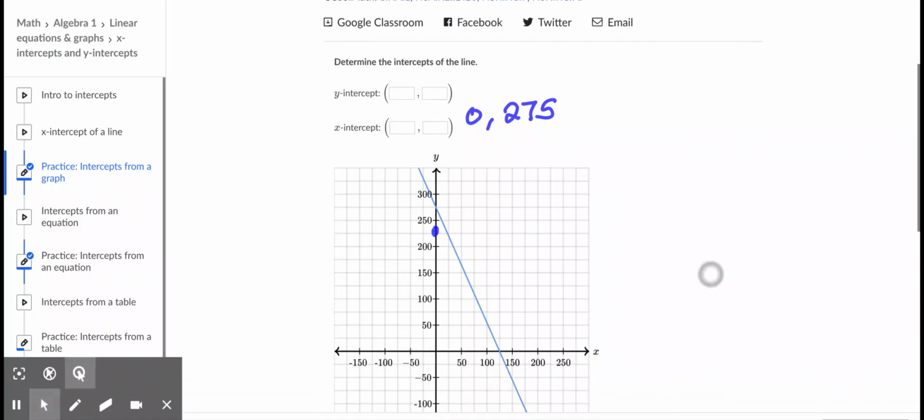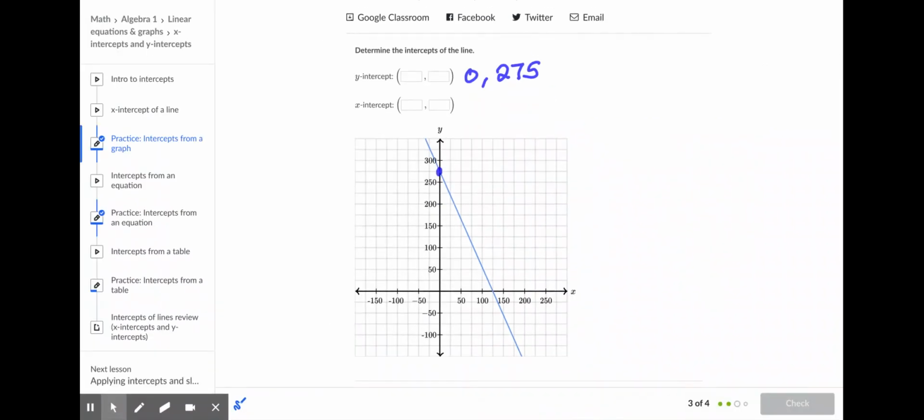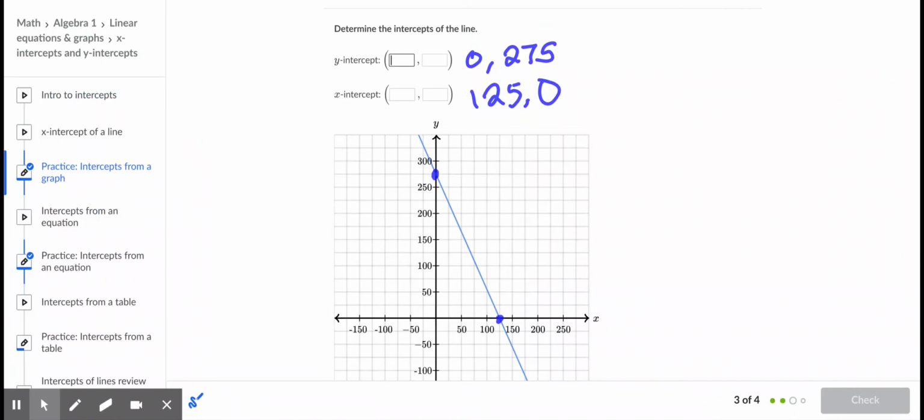For my x-axis, I look and I see that it crosses at 125. Even though it doesn't have 125, I know that 125 is between 100 and 150. So for my x-intercept, it would be 125, comma 0. So type it in, keep it moving.